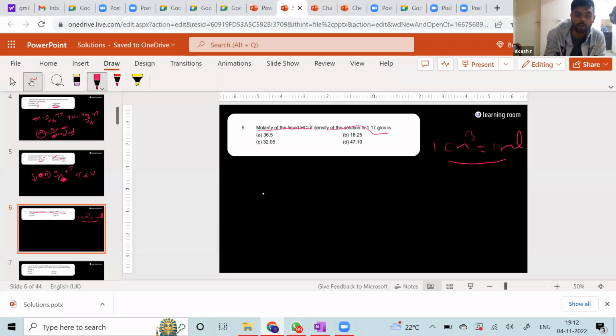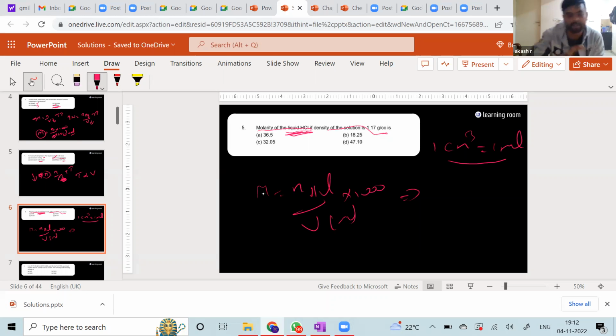Now you have to calculate molarity. Molarity is the number of moles of HCl divided by the total volume of solution; if it is in ml, we put 1000. To calculate the number of moles, density is given. Now you see it is liquid HCl. Please be very careful, it is not aqueous HCl. That means I'm going to have only HCl, no water.